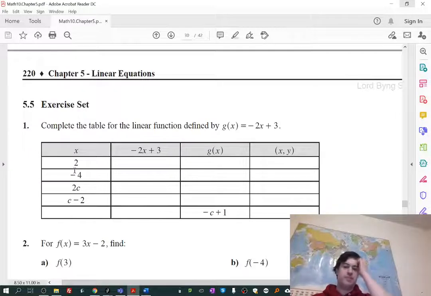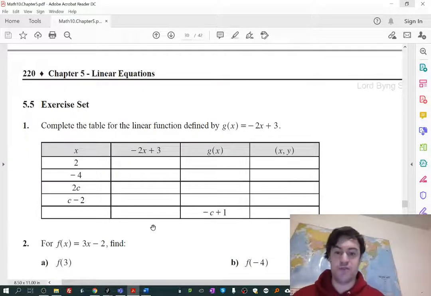Here's question 1. Here's a big old table of stuff you're supposed to fill out. The idea here is, here's x, and here's the function. They're using g here. Don't let that fool you. No big deal. g of x equals minus 2x plus 3. So they're saying x is 2. So then you have to rewrite all of these things.